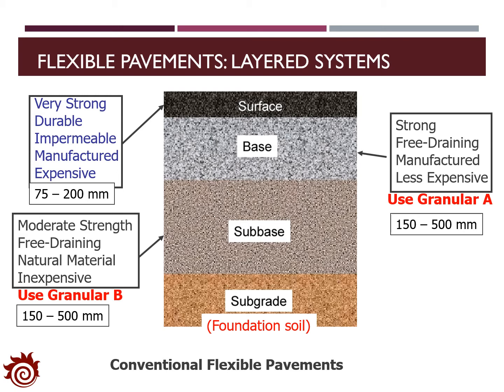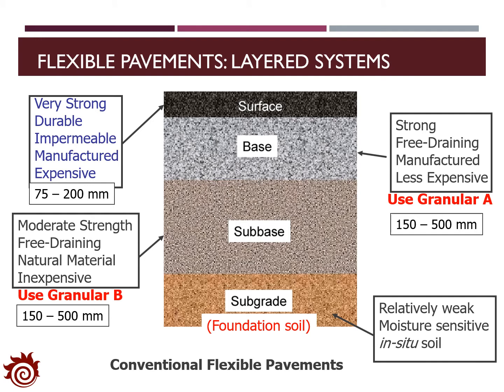At the bottom, that's the prepared subgrade. Usually we will apply 150 millimeter compaction. This layer is relatively weak and it's moisture sensitive in situ soil, but it's not expensive. It's just the natural soil in the foundation. All the engineered layers are built from the foundation up, with the subgrade being the foundation soil for the pavement. From bottom up, the material gets better and the processing of the material increases.